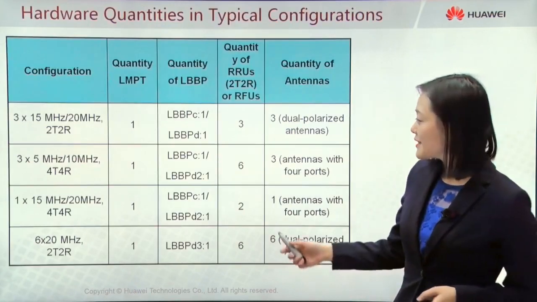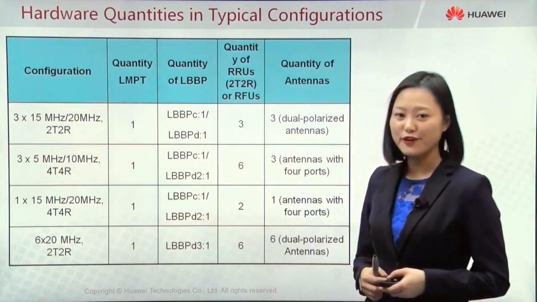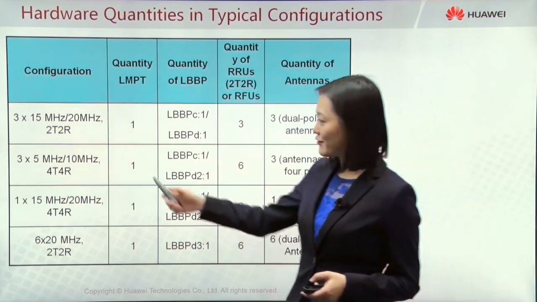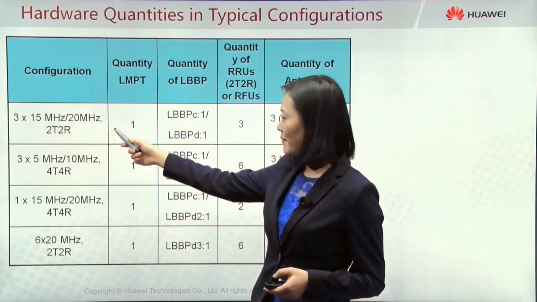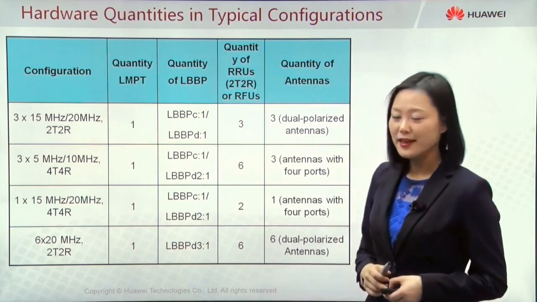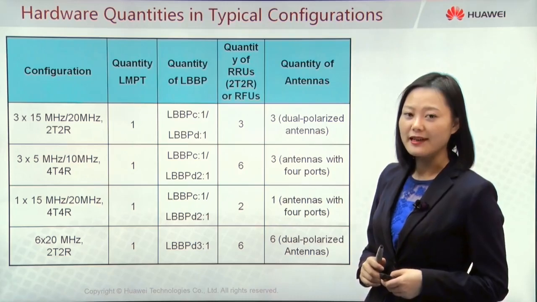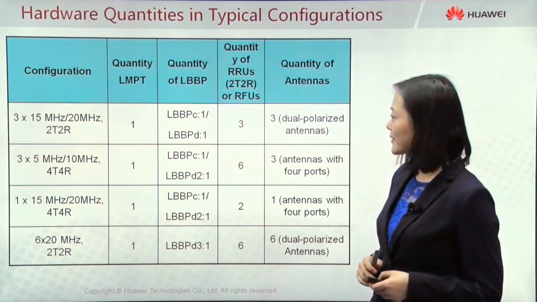This table listed 4 types of typical eNodeB configuration here. They have different sales number, bandwidth, and antenna configurations. Now let's see how to choose different types of board and decide the quantity.